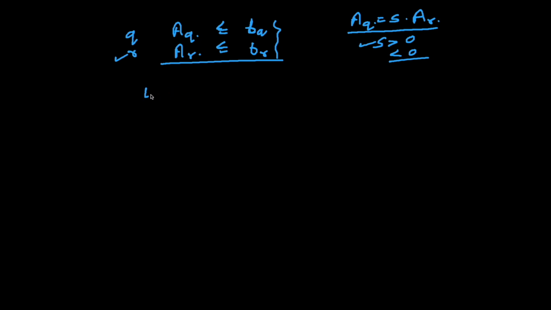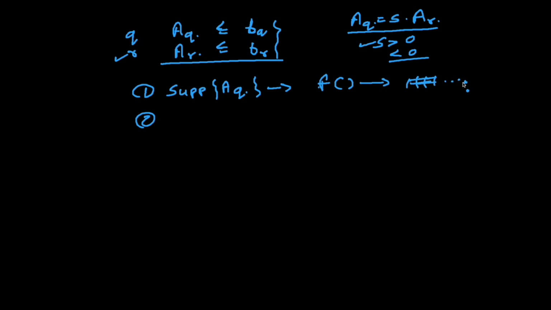The first level of hashing is that they look at the supports of every row. I think we discussed this in part 1, the support of AQ. This is basically the set of all non-zero indices, where the coefficient is non-zero. After this, it goes into a hashing function, and a hash comes out. This is not a proper hash, but some numbers come out, and that's the hash.